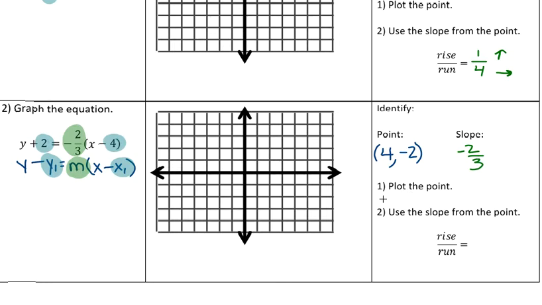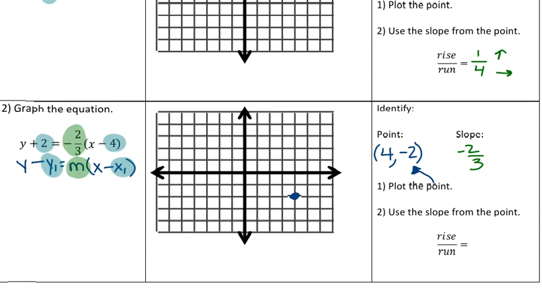So first thing we're going to do is plot the point. And by plotting the point, we mean this point right here. Okay, so 4, negative 2 means we're going to start at the origin. We're going to go right 4, 1, 2, 3, 4, and down 2, 1, 2.